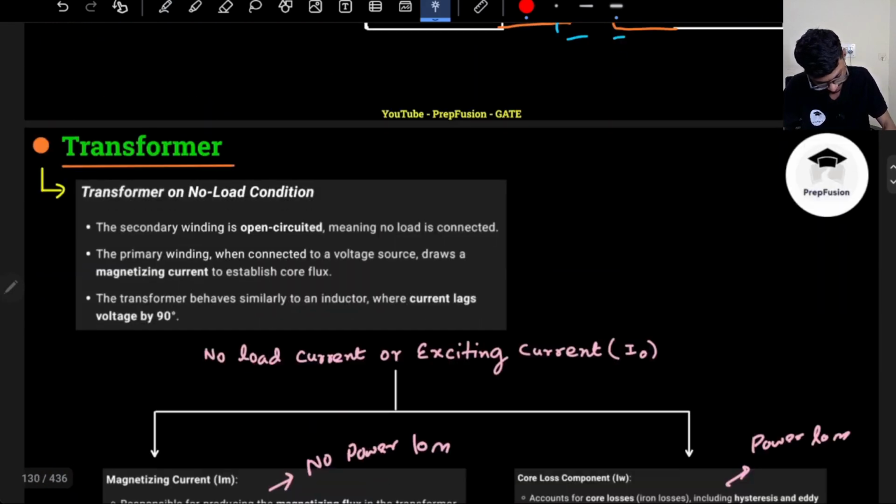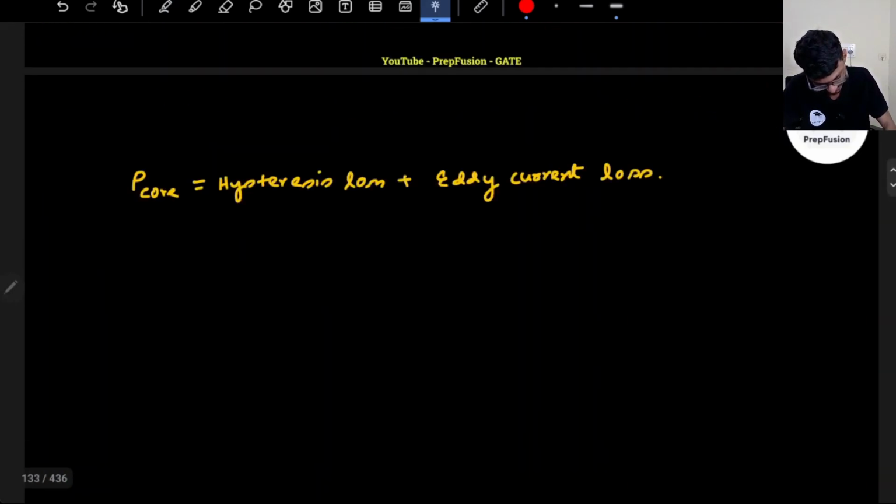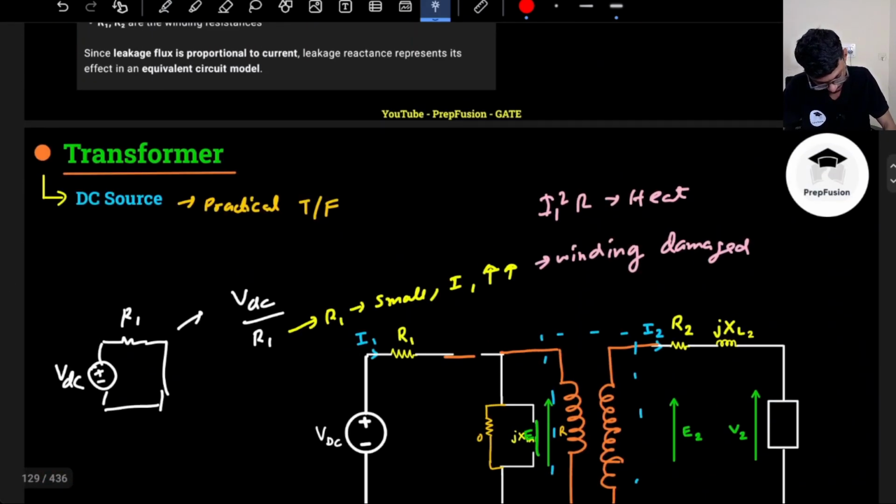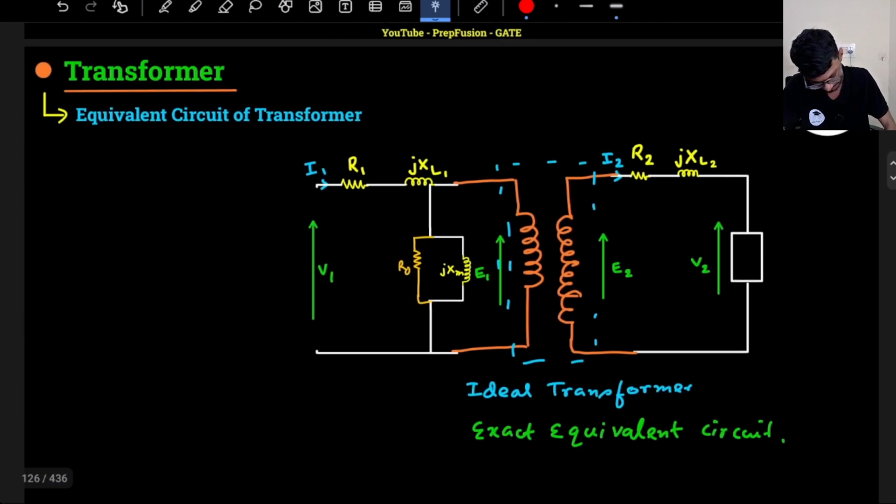Where is the equivalent circuit? Okay, I have to find it. It is here.